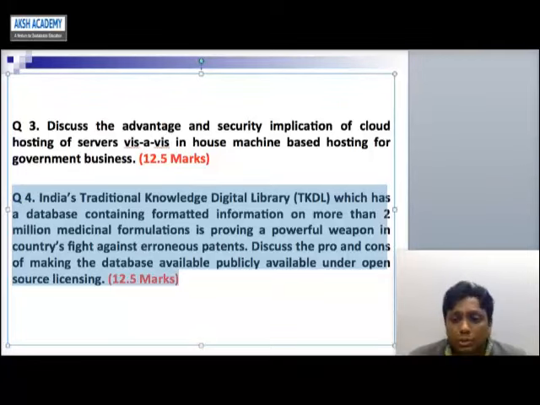And the last question which came in 2015: India's Traditional Knowledge Digital Library, which has a database containing formatted information on more than 2 million medicinal formulations, is proving a powerful weapon in the country's fight against erroneous patents. Discuss the pros and cons of making the database publicly available under open source licensing.